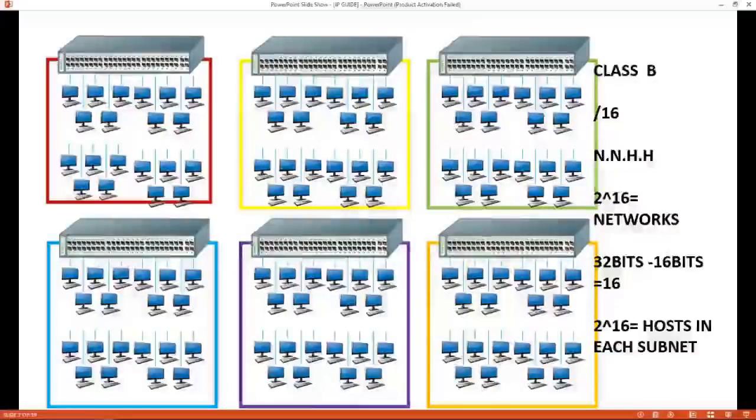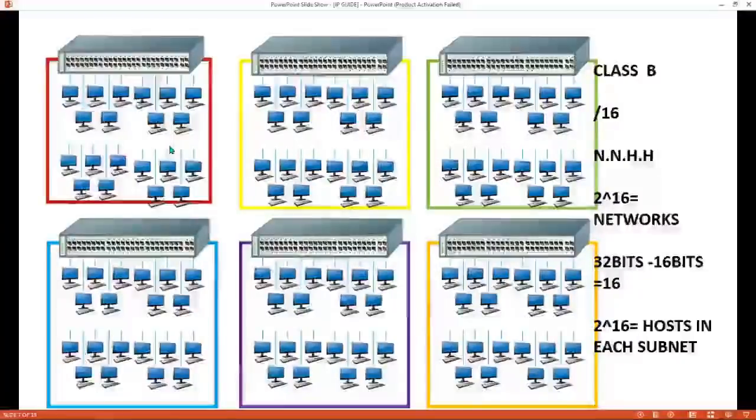Not only for one subnet, for each of the subnets you can have around 2 to the power 16 network devices. Here also 2 to the power 16 network devices. Here also 2 to the power 16 devices. Likewise, for the switches, since it's a class B, you can again have 2 to the power 16 switches, for example.